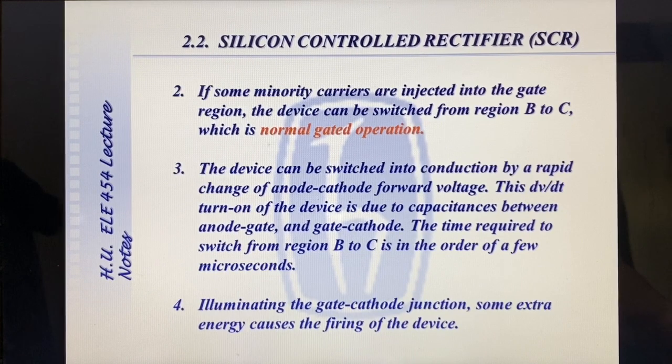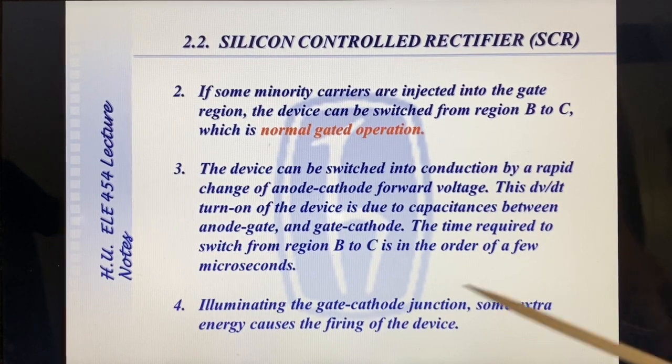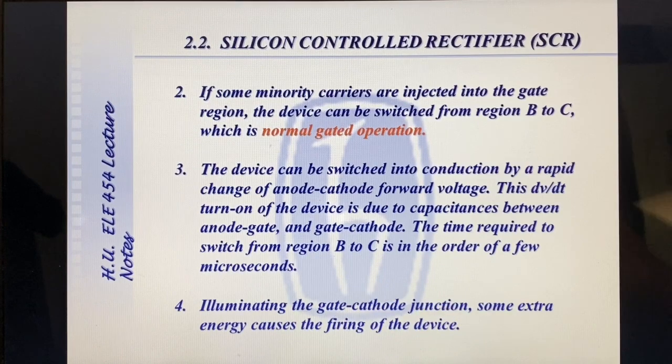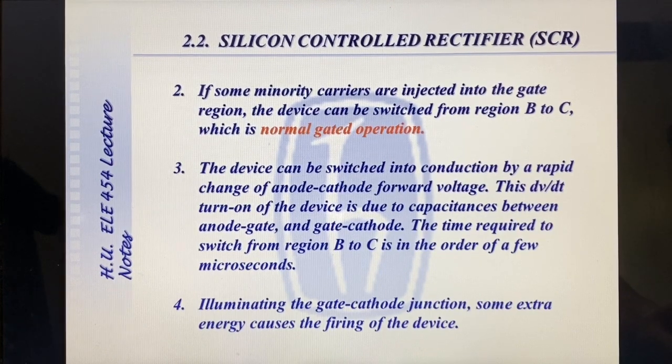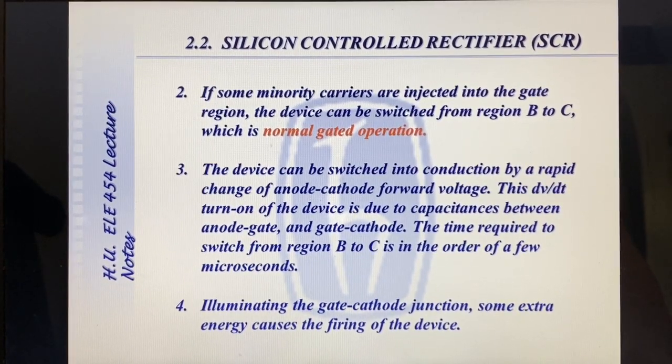Some special types of thyristors have the property of conduction by illuminating the gate cathode junction. So this is a way of firing the device in light activated SCRs, which are very powerful devices used in the industry.